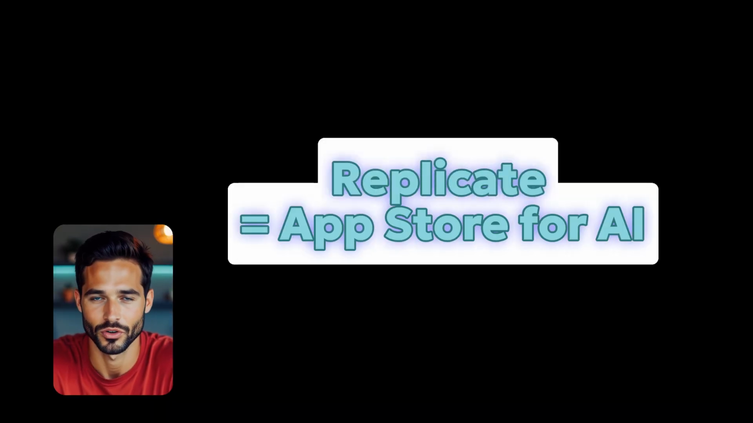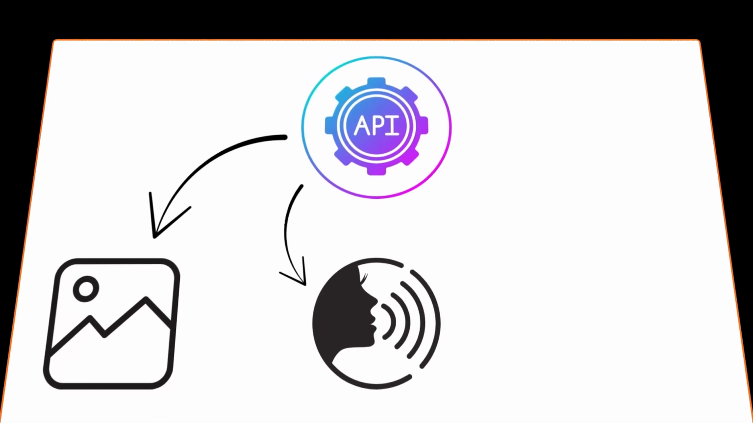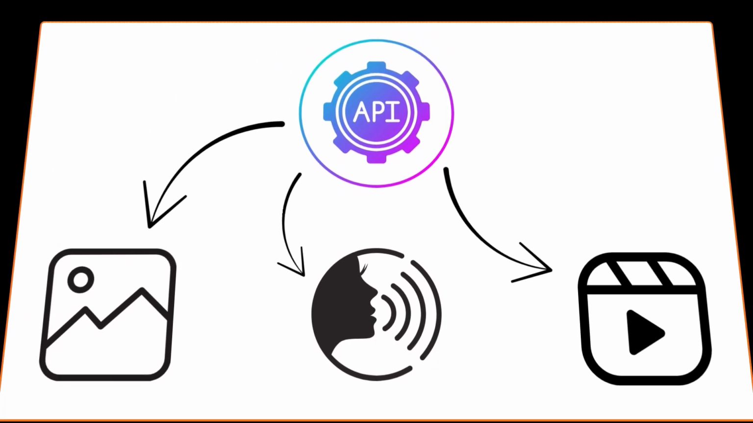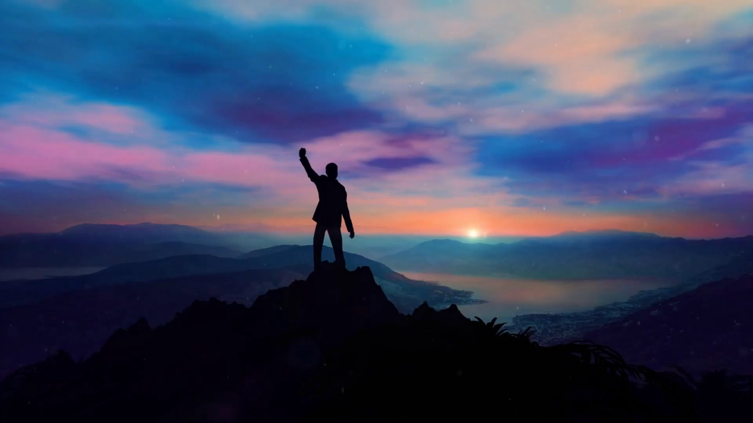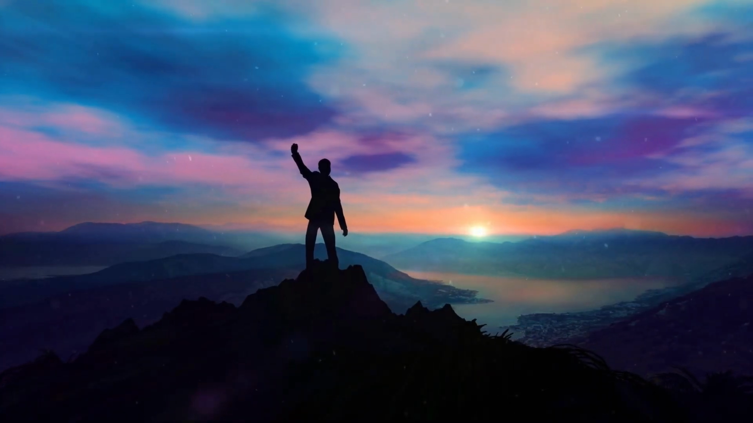Replicate is like an app store for AI. One API gives you access to the latest models, from image generation to voice, video, and beyond. Combine it with n8n, and you don't just build workflows, you create AI systems that deliver your exact dream output.